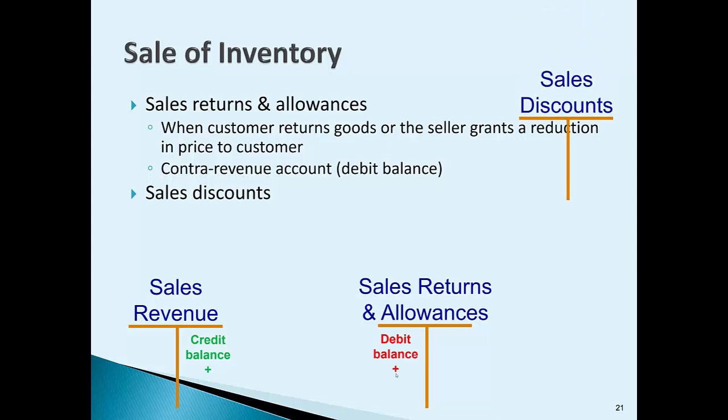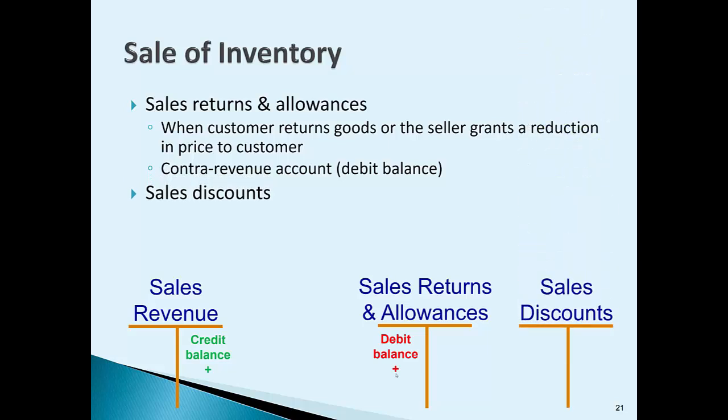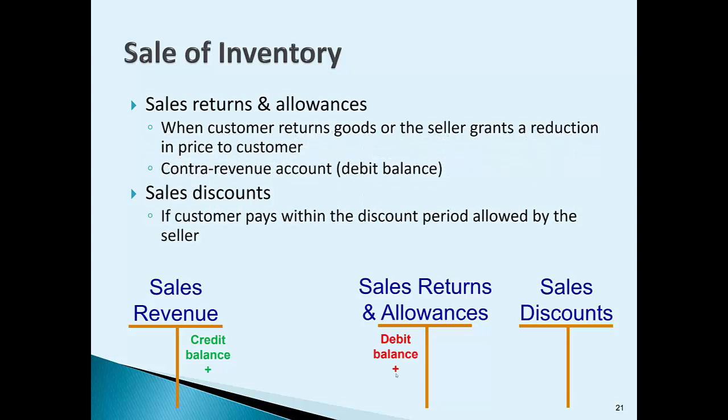And then sales discounts. If a customer pays within the discount period and we give them a discount on the price, this is called a sales discount. It too is a contra revenue. So it offsets our sales, or in other words, it lowers our sales. So we've learned two new types of accounts: sales returns allowance, a contra revenue, and sales discount, which is also a contra revenue.